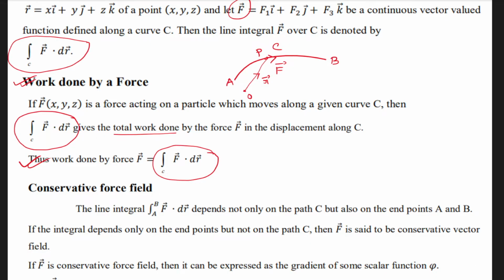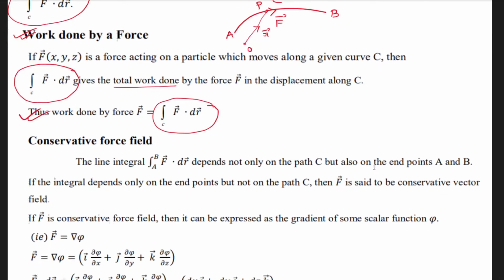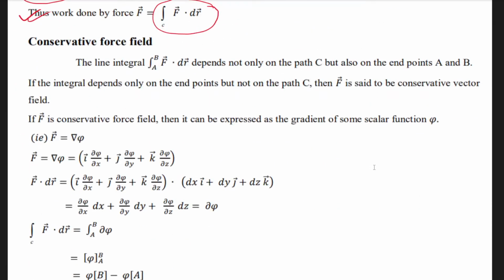Now let us learn one more important thing, which is conservative force field. We have gone through this particular part in our earlier lecture. So the line integral from A to B, the starting and ending points being A and B, f bar dot dr bar, in general depends both on the curve and the endpoints. This is the curve and these are the endpoints.